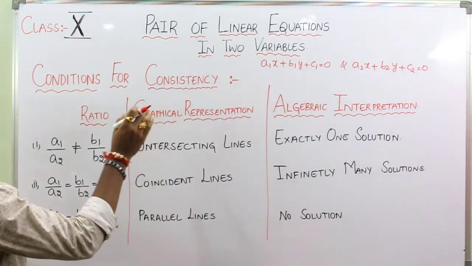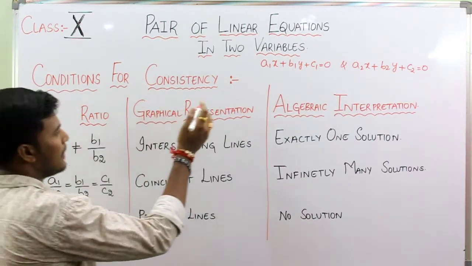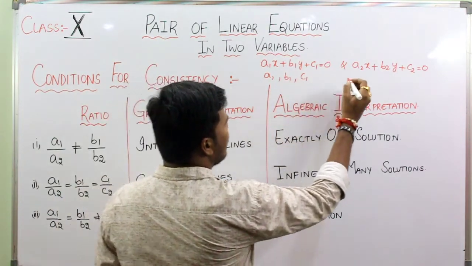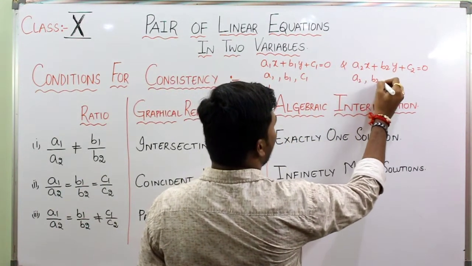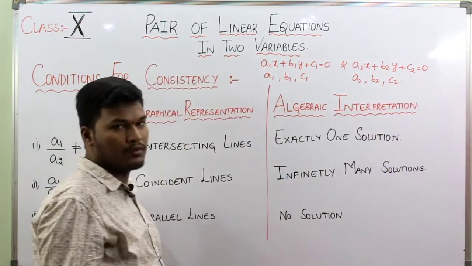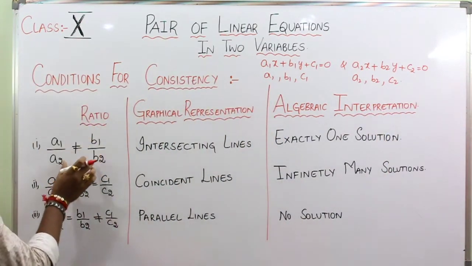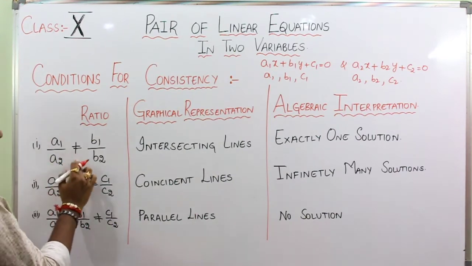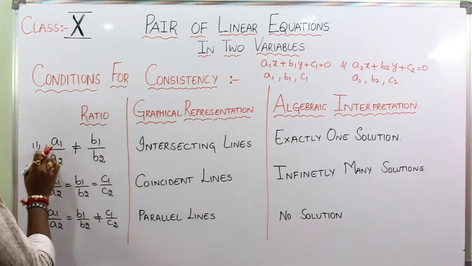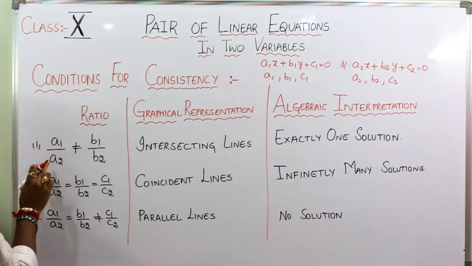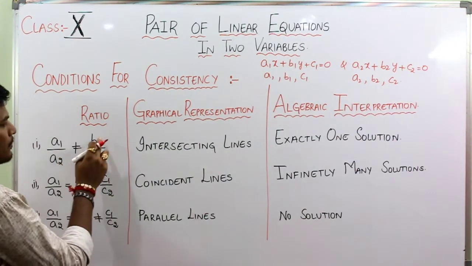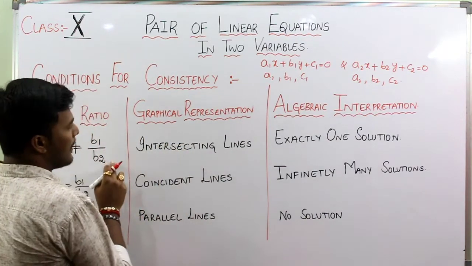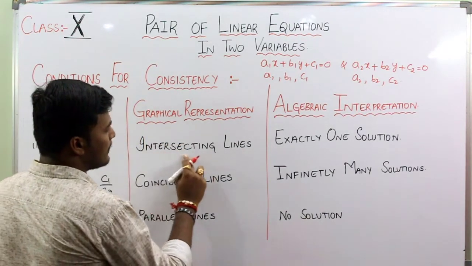In this pair of linear equations, I am considering a1, b1, c1 and a2, b2, c2, and we are taking the ratios. The first one is a1 by a2 is not equal to b1 by b2. If a1 by a2 is not equal to b1 by b2, then these two lines will represent intersecting lines.